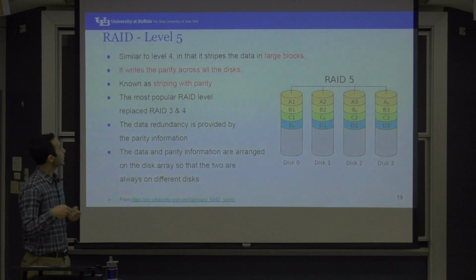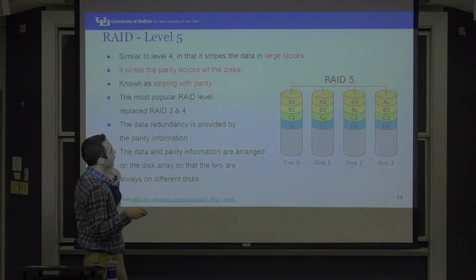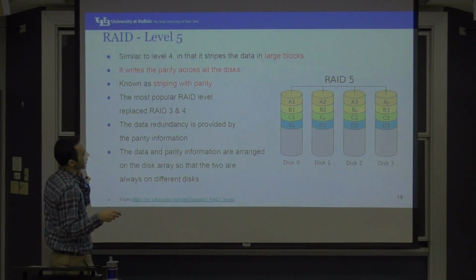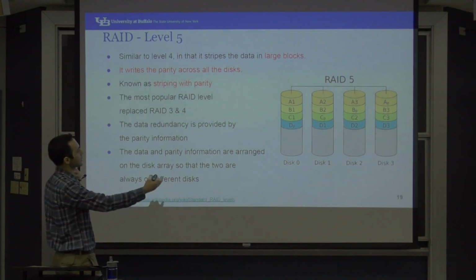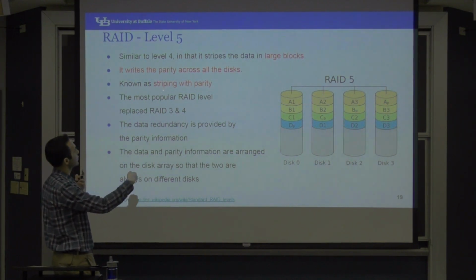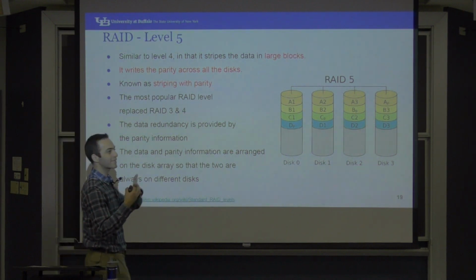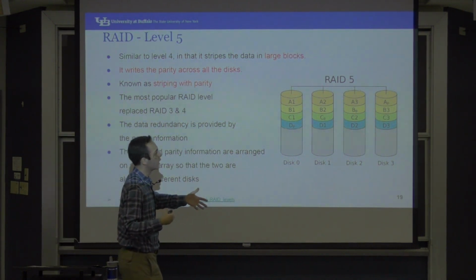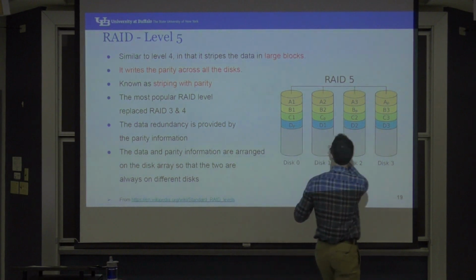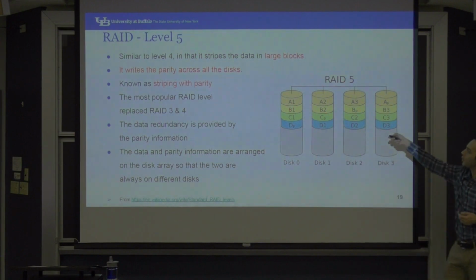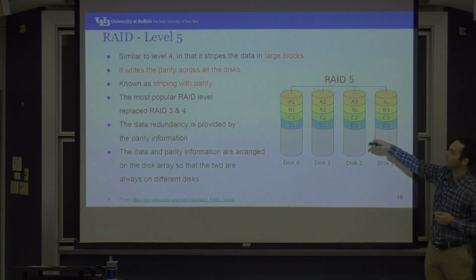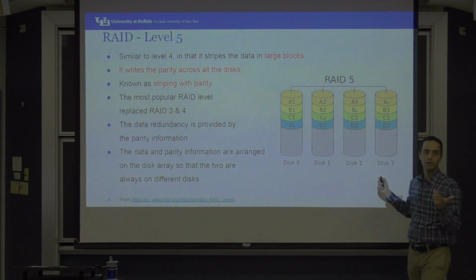Okay, so RAID 5 is basically similar to RAID 4, but instead of using a dedicated parity disk, it stripes the parity itself. So that's why it's called striping with parity. You can see here A1, A2, and A3 are here, and the parity is stored here. For B, B1, B2, and B3 are here, and the parity is stored here. The C parity is here, D parity is here. So what are the benefits of this?